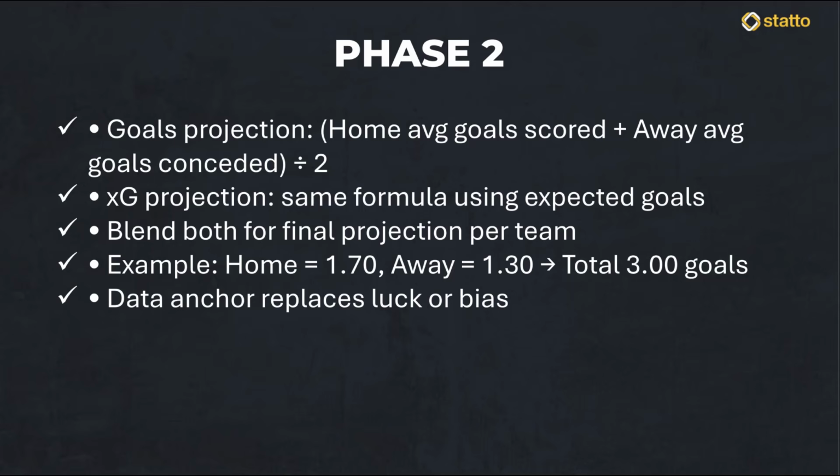We run the same math for the away side, which gives them a projection of 1.30. Add those together and you have a total match projection of 3.00 goals. That is a clear data-led anchor for our next decision.